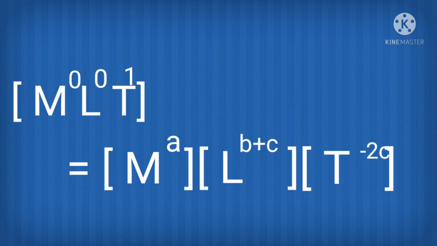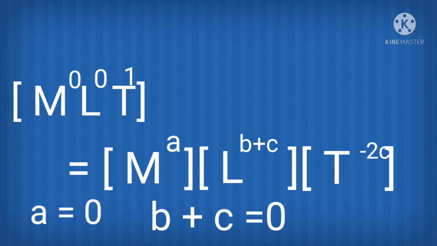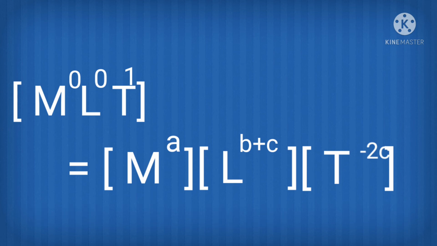M has 0 on the left hand side and A on the right hand side. So A equal to 0. Then L has B plus C on the right hand side and 0 on the left hand side. So we can write B plus C is equal to 0. And T has the power minus 2C on the right hand side and 1 on the left hand side. Therefore, minus 2C equal to 1. So what is C? C equal to minus 1 by 2.